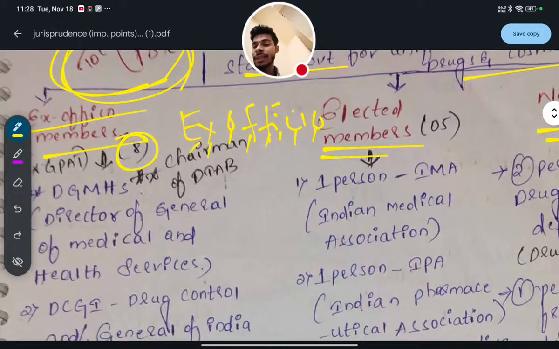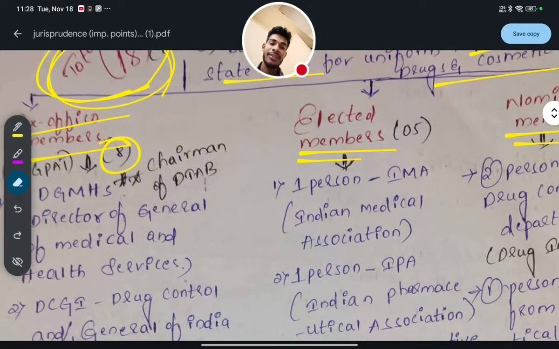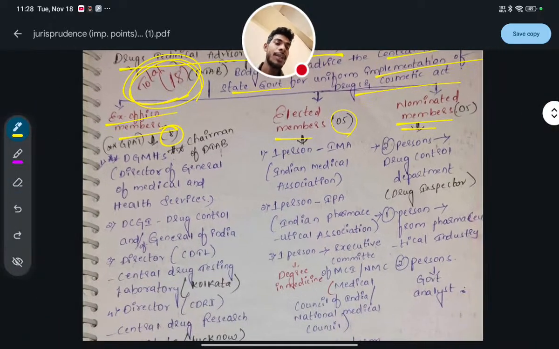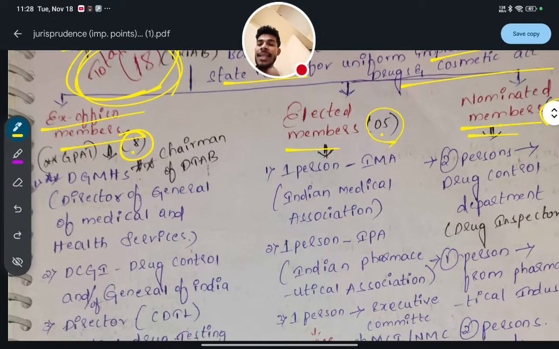So by this way you can remember the 8 ex officio members, or else you have to revise. How many elected members? 5 elected members. And how many nominated members? 5 nominated members. So 5 plus 5 is 10, plus 8 is 18.